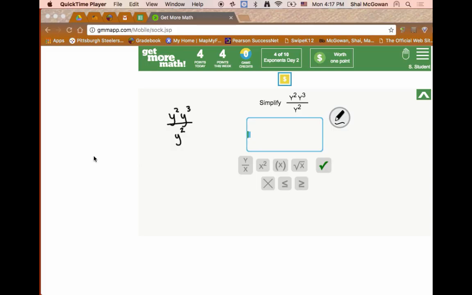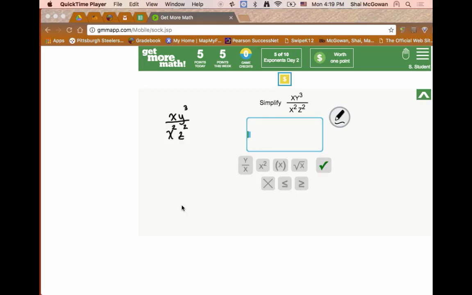Example 3. This example asks us to simplify y squared times y cubed over y squared. So if you can't see a quick way, then just go ahead and expand. So y squared is y times y, cubed is y times y times y. On the bottom you have y squared, which is y times y. And then you're going to cancel those that look alike. So you have this y looks like this y, and this y looks like that y. This is what's left over. And so what is my answer? It's going to be y to the third. That's what we're going to put in GMM.